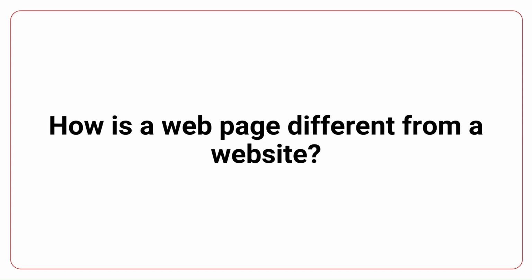The next question is, how is a web page different from a website? A web page is a document found on the web, written in HTML and viewed in a web browser. CSS is also used for styling and JavaScript for interactivity. A website is a collection of related web pages that share a web address.